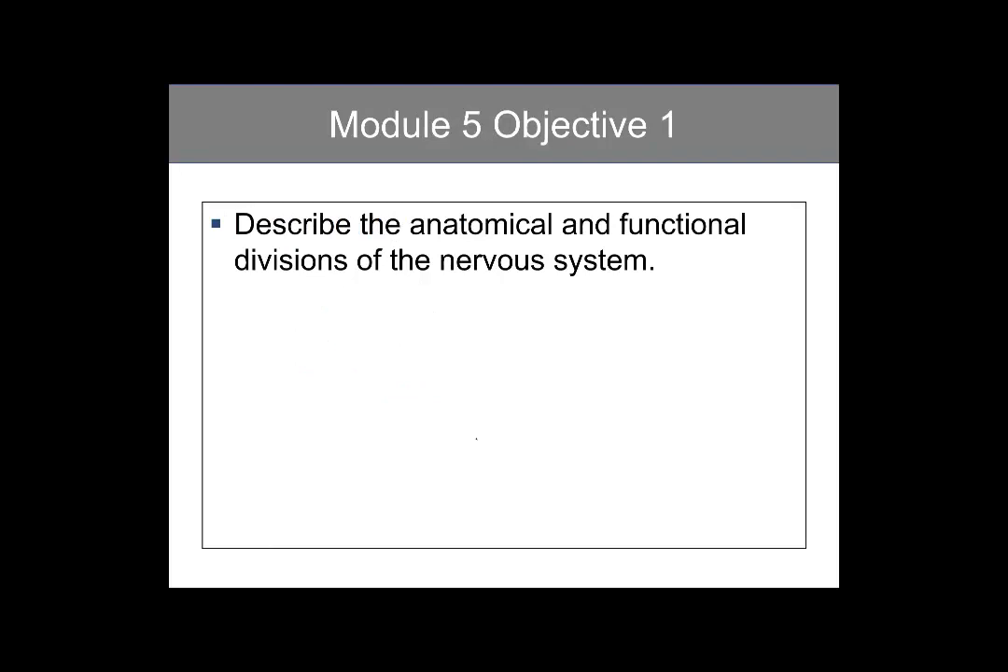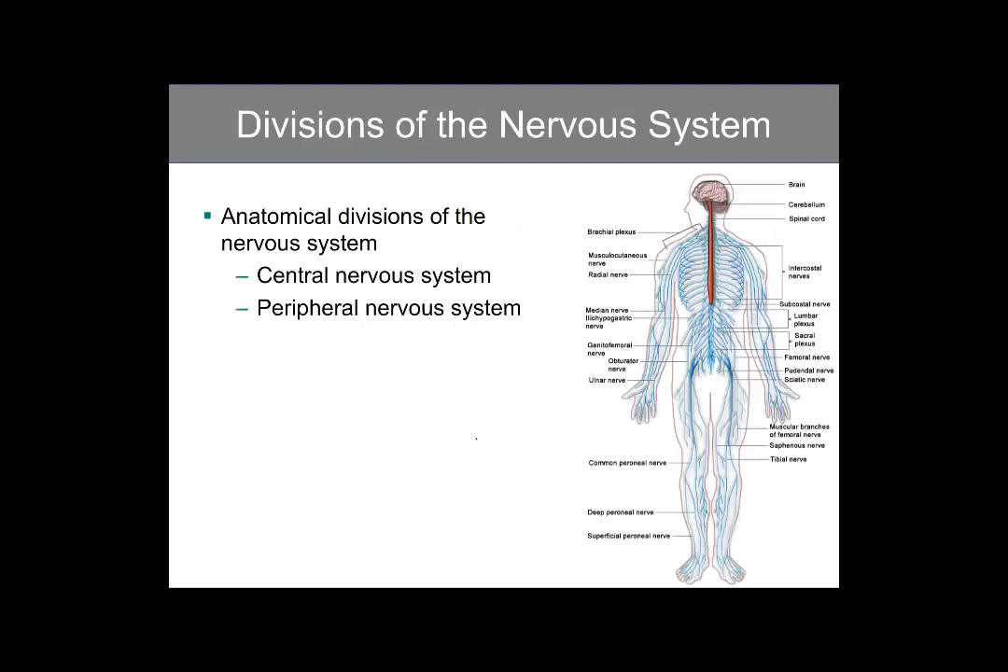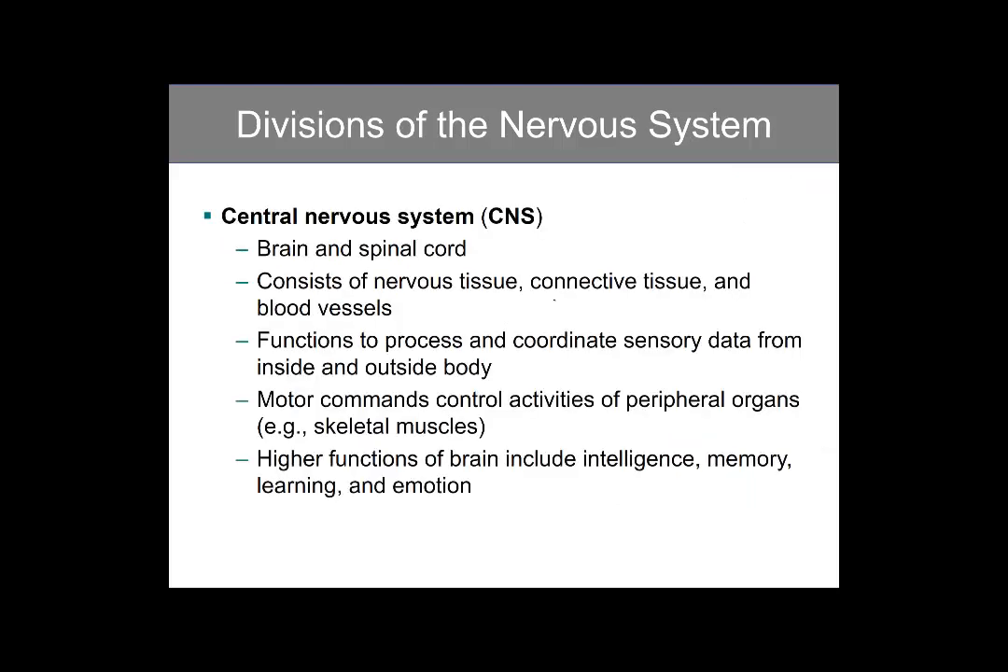Module 5, Objective 1: describe the anatomical and functional divisions of the nervous system. If we take the nervous system as a whole, we can divide it into 2 large categories. We have the central nervous system and the peripheral nervous system. The central nervous system includes the brain and spinal cord.